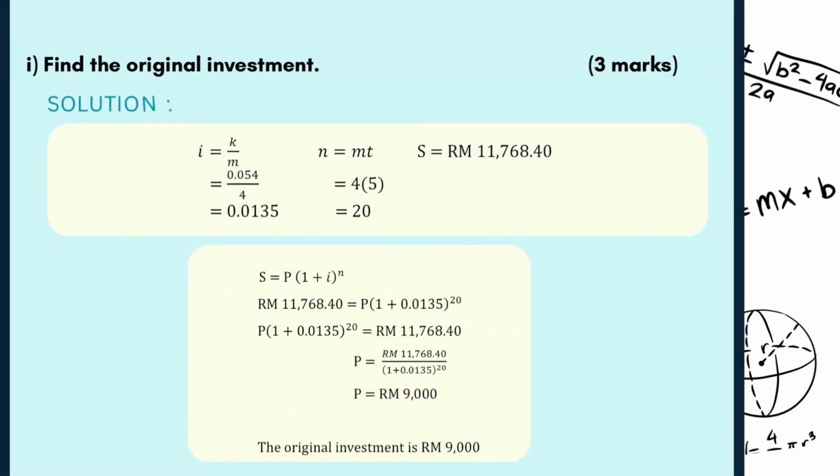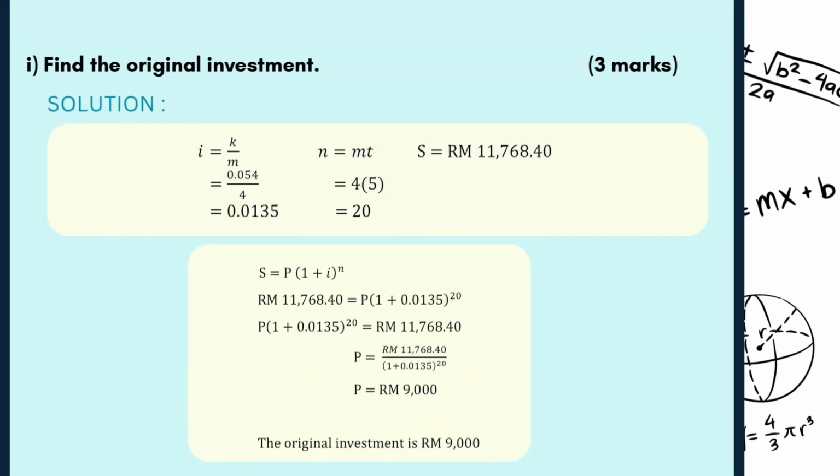For this question, you need to extract all of the information stated in the question, which is I equals K over M. K refers to the rate of interest, while M refers to the times of interest calculated. It means 0.054 over 4 and will be 0.0135. Next, N equals M multiplied by T. T refers to the time. It becomes 4 times 5 equals 20. S is the accumulated amount, which is RM11,768 and 40 cents.